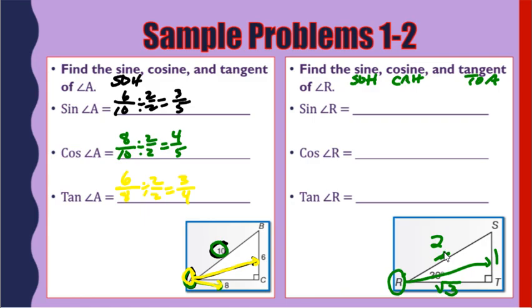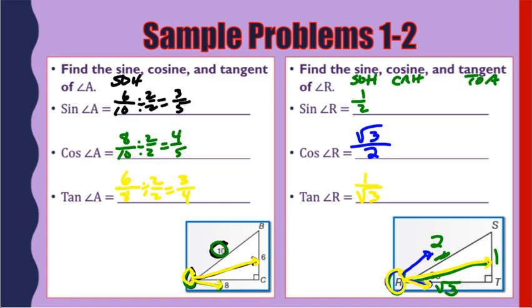Now if we write our ratios, sine is opposite, which is 1, over hypotenuse, which is 2. Cosine of R is the adjacent, square root of 3, divided by the hypotenuse, which is 2. And then the tangent of R is opposite 1 over adjacent, which is the square root of 3.